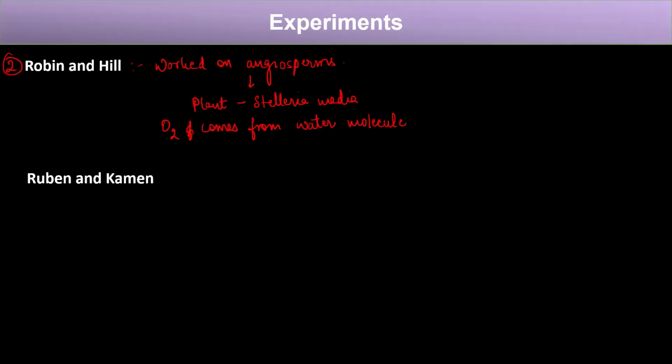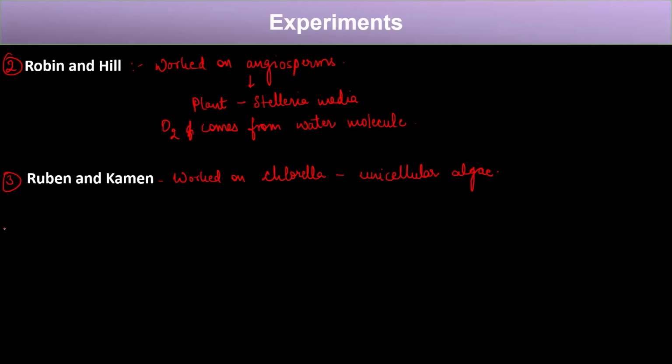Then came the third group of scientists named Rubin and Kamen. So what did Rubin and Kamen do? They worked on chlorella. So all of these scientists used different model organisms. Someone worked on purple sulfur bacteria, then angiosperm, then chlorella. And what is chlorella? Chlorella is a unicellular algae. So Rubin and Kamen worked on chlorella, which is a unicellular algae.